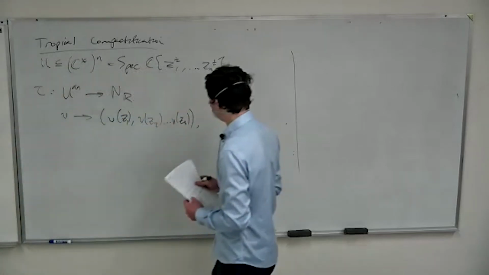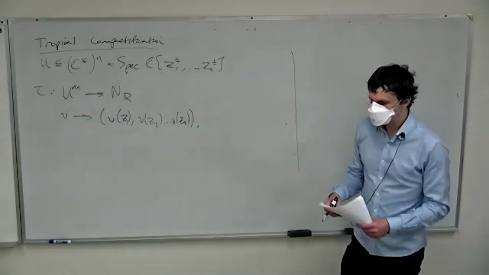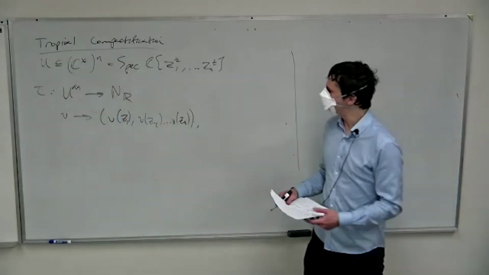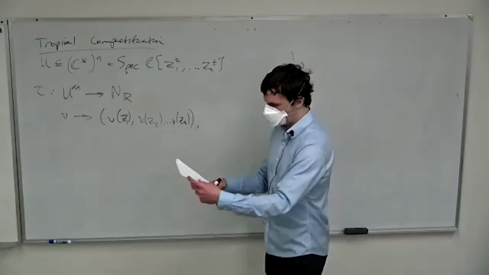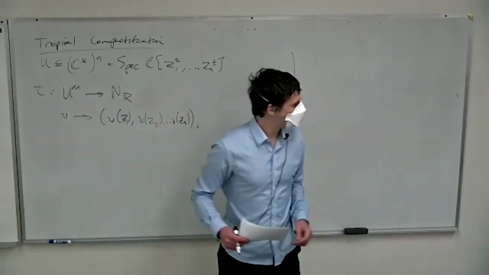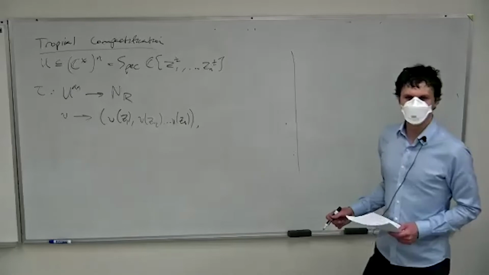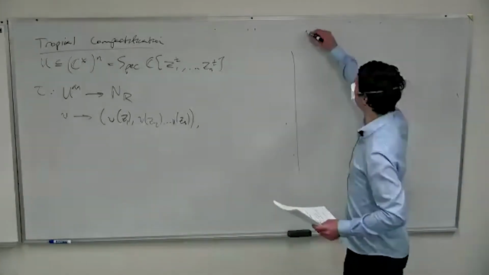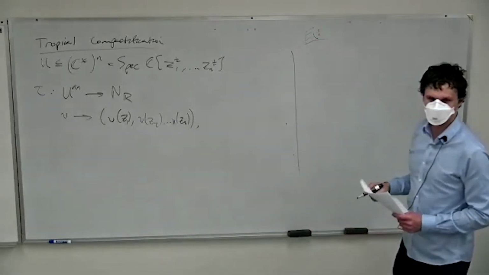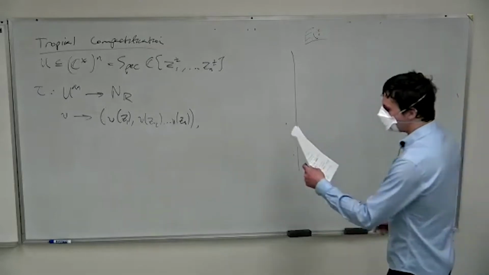Okay, and so then this gets you some combinatorial object in NR. And I had this example prepared. I don't know if I'm going to run out of time if I present it, but I think it's better to present the examples than the theorems generally. So I'm going to present the example.